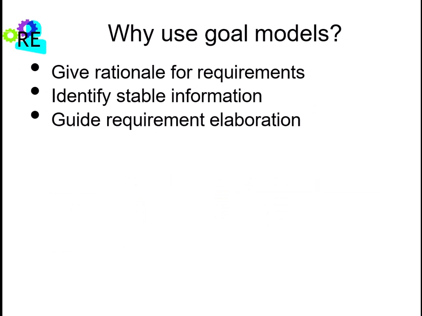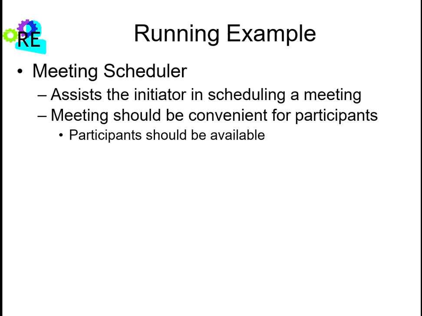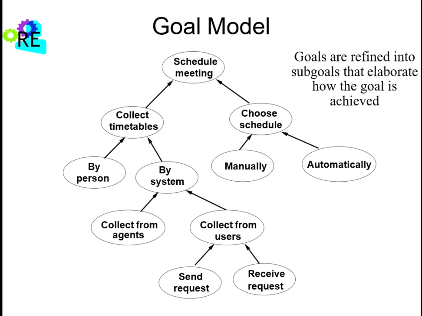Why use a goal model? Give rationale for the requirements, identify stable information, guide requirement elaboration. Now come to discuss the goal model. An example, the meeting scheduler. Meeting scheduler is a system which assists the initiator in scheduling a meeting. Meeting should be convenient for the participants. Participants should be available. So this is actually the goal model.